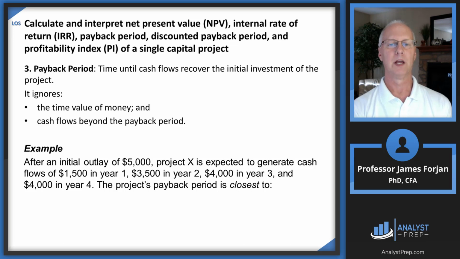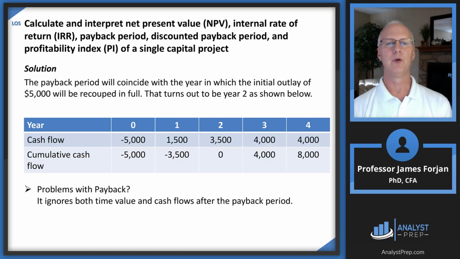Here's an example. Suppose we spend $5,000 today, and we're going to have cash flows of $1,500 and then $3,500 and $4,000 and $4,000. So this is a 4-year project. So how do we compute the payback? Putting this together in a timeline maybe visualizes this a little bit. So notice that we're out $500.